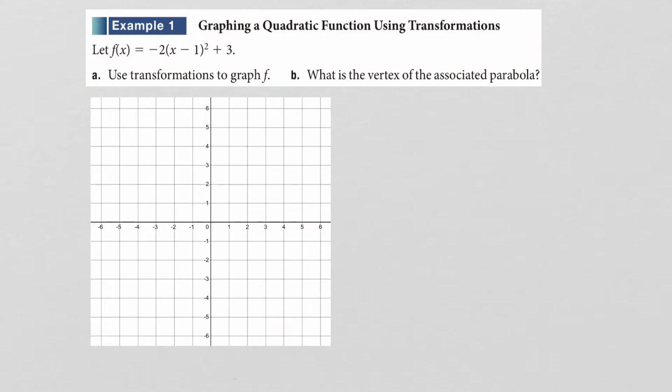So in this example, they want us to graph the quadratic function using transformations. We don't have to actually use transformations for this one. I will talk about that a little bit. But I do want to point out that this parabola is in standard form. We have the number -2 multiplied by the quantity x minus 1 squared, and then plus 3. So because it is in standard form, we can easily identify the vertex.